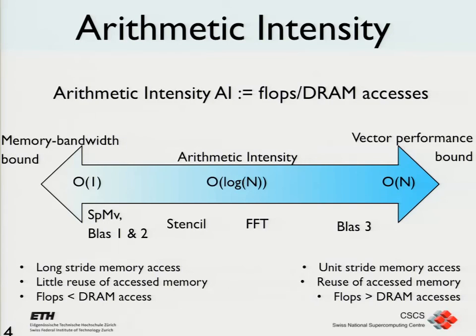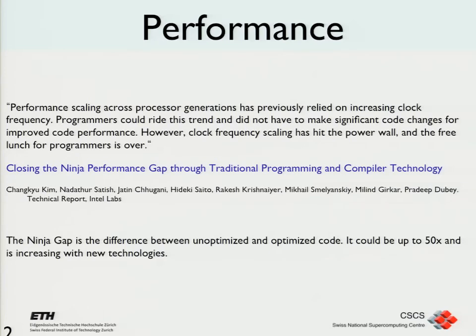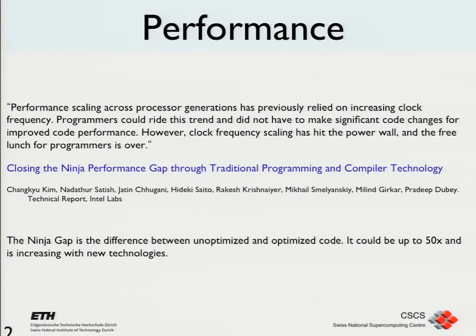If your arithmetic intensity is very small, so for example, you have a sparse matrix vector multiply, or a code that's based on BLAS 1 and 2, you will have a memory bandwidth bound problem. So this means that the limiting factor of your code will be the memory. There can be a huge difference between a code that's not optimized and a code that's optimized. And there's a performance gap.